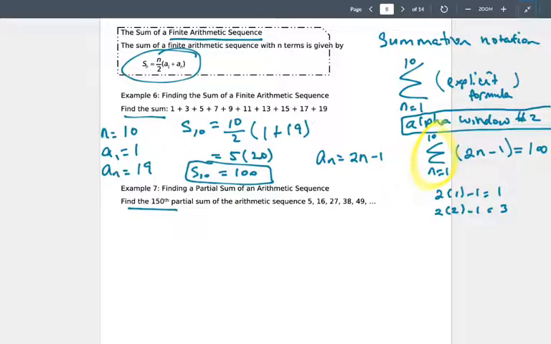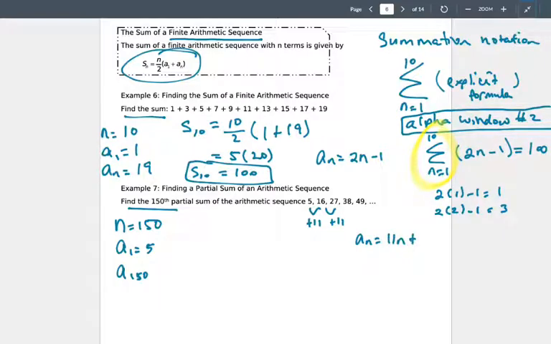So now we're going to find the 150th partial sum. That means we want n to be 150. I know my first term is 5. I have no idea what my 150th term is, but I'm going to need to figure it out. So if I look at this, I can see that I'm adding 11 each time to get the next term. So my explicit formula would be 11n.